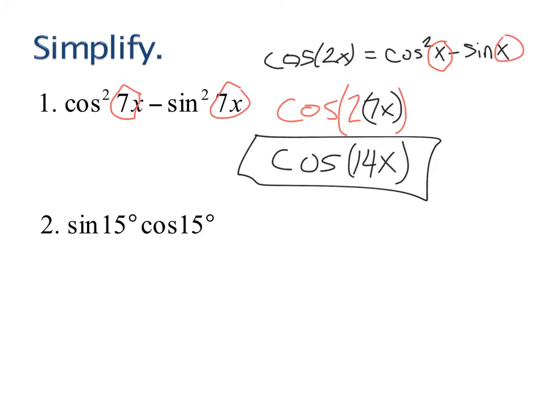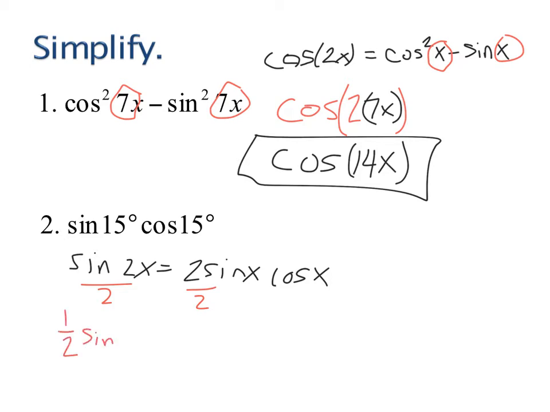Okay, for this next one we see sine of 15 degrees, cosine of 15 degrees. I right away notice that it looks like sine of 2x equals 2 sine of x cosine of x. Now it looks similar to that setup, but there's a 2 out front here. So I'm going to do a little bit of manipulation, and I'm going to divide both sides by 2. So I would have 1/2 sine of 2x equals sine of x cosine of x.